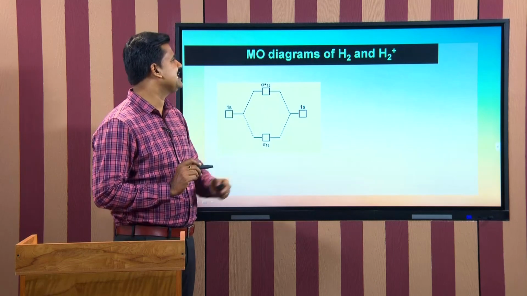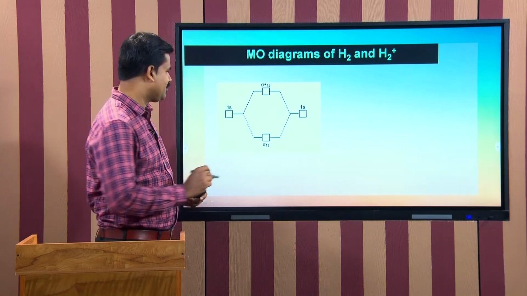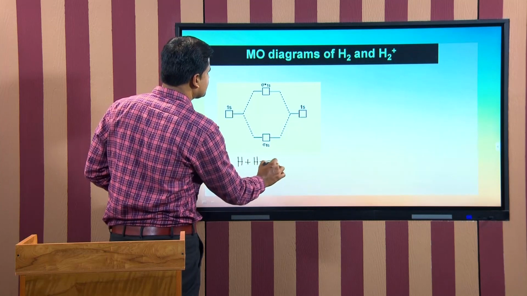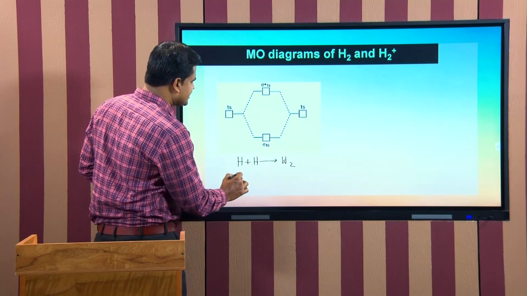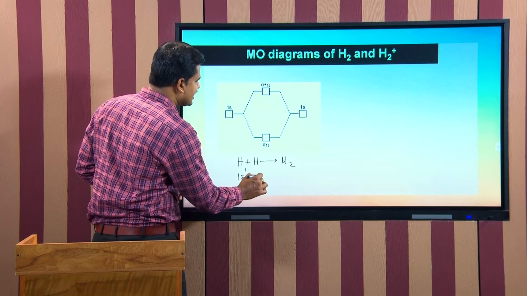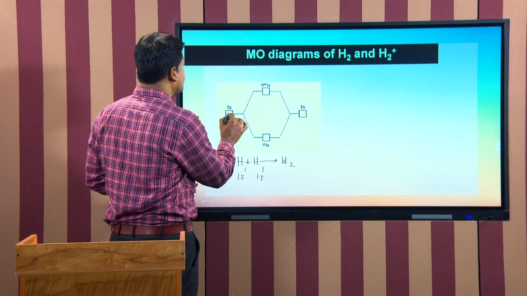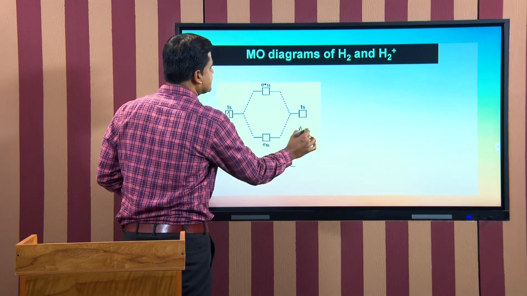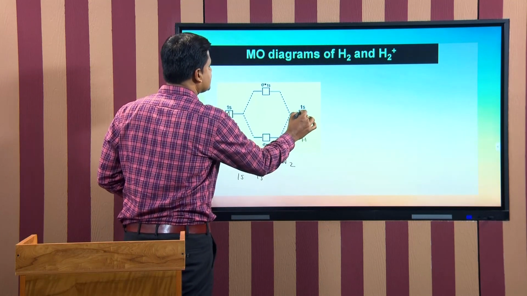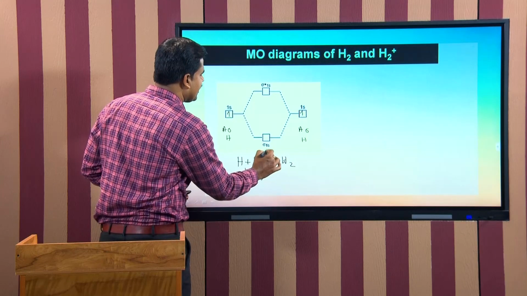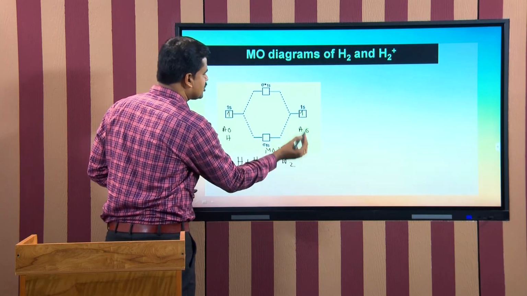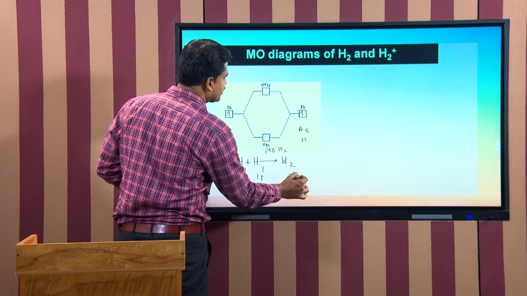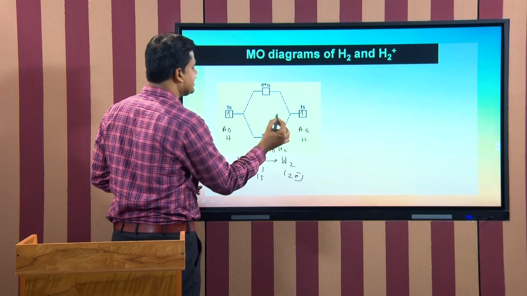First of all, we can take the case of the hydrogen molecule. The hydrogen molecule is obtained by the combination of two hydrogen atoms to get H2. The first hydrogen has the configuration 1s1, the second one also has 1s1. So, this is the atomic orbital of the first hydrogen, this is the atomic orbital of the second hydrogen, here also 1s1. The middle part is the molecular orbital of H2. In H2 there are 1 plus 1, that is 2 electrons. So, these 2 electrons are present here.